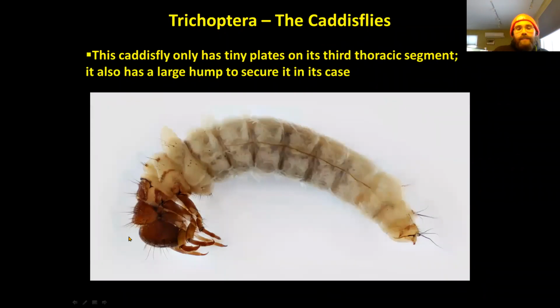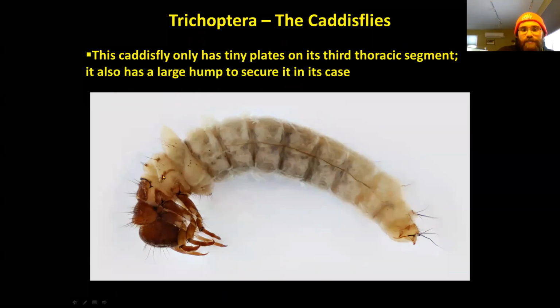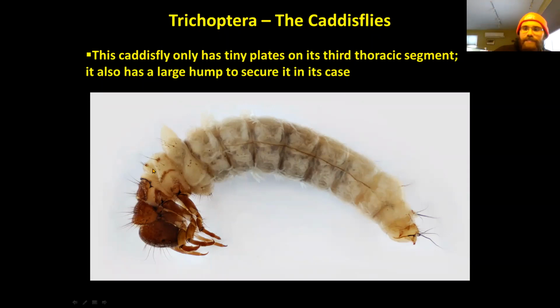But then when we look at this caddisfly, so we have 1, 2, 3, we'll see that on the third thoracic segment, we've got really tiny plates instead of these big plates. And even on the second one, we've got a reduction in the plating. So that's going to be one of the ways you can help identify these guys amongst each other. But then sometimes you'll also get, like this one has this really big hump right here. Something like that will help secure the caddisfly within its case.